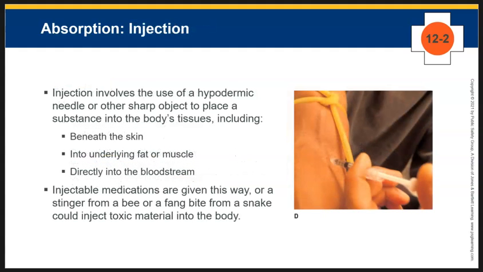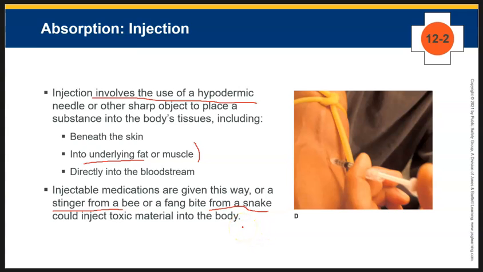The final pathway to consider is injection, and that typically involves the use of a hypodermic needle, and we can place that into the body's tissues, including into the underlying fat, which we would call a subcutaneous injection, or intramuscularly as well, which is a little bit deeper. Injectable medications are given this way, even something like a vaccine that you may get annually for the flu, but also consider this is just a route, and so arguably a bee sting or a snake bite are the possibilities for injected poisons as well.